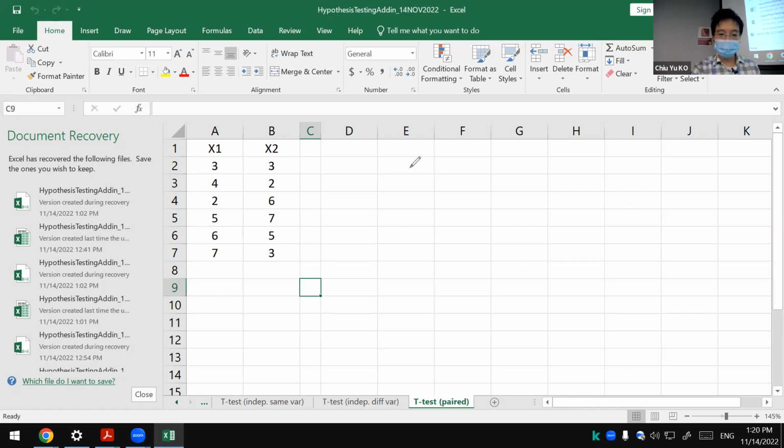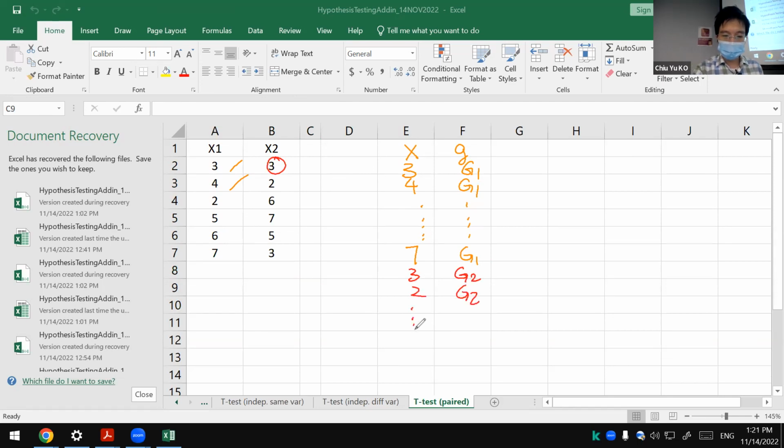already paired one, but the original data you should have is X and G. 3 is group 1, and 4 is group 2, and so on and so forth. 7 will be group 1, sorry. Maybe I should use the bigger one. G1, G1, and G1, and then it goes on to here. 3 will be G2, 2 will be G2, 3 will be G2, the last one. Is it clear?